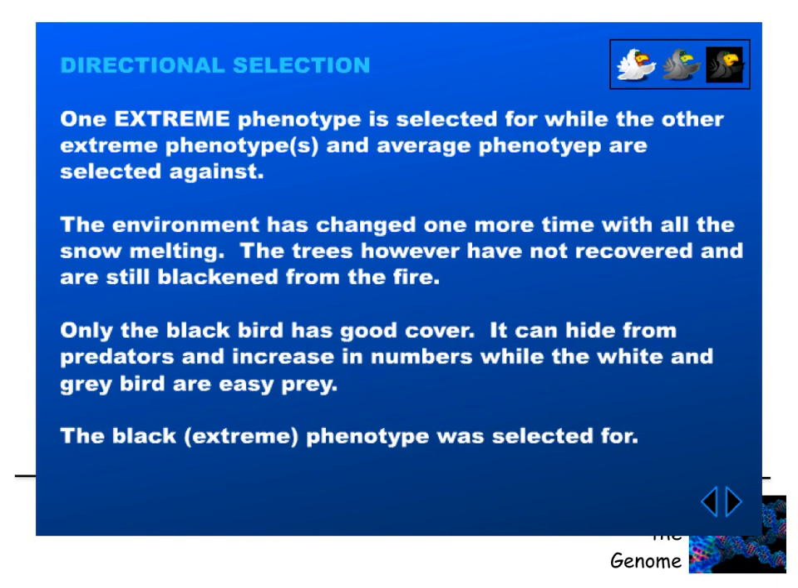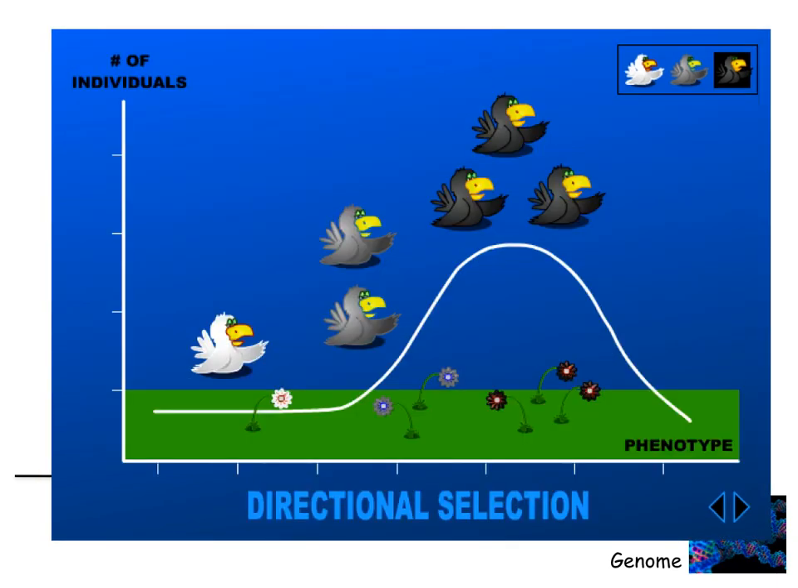So the black extreme phenotype is selected for, and here's the directional selection, where the numbers of blackbirds will increase and the numbers of grey and white ones will decrease, and the normal distribution curve starts to move over towards this side here, and the mean will shift over. And that is the end of these types of selection for a quantitative trait.